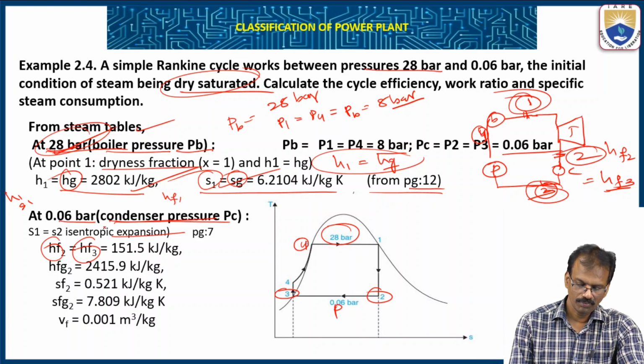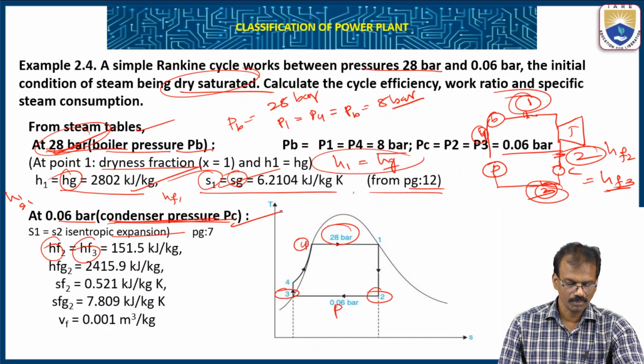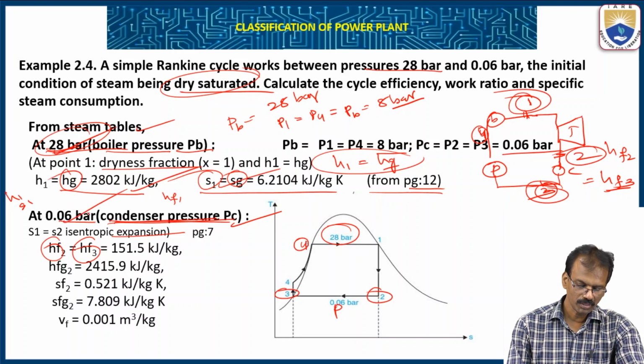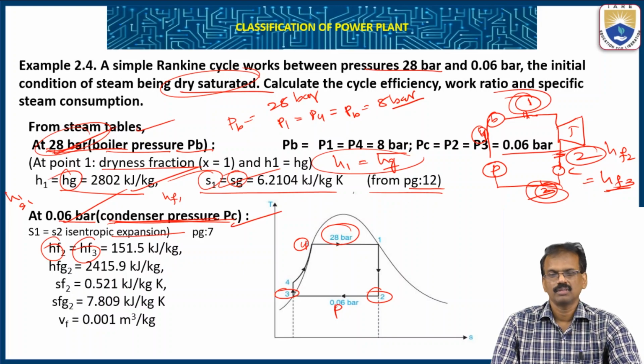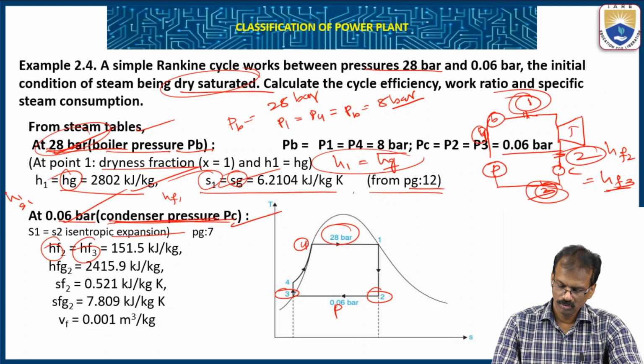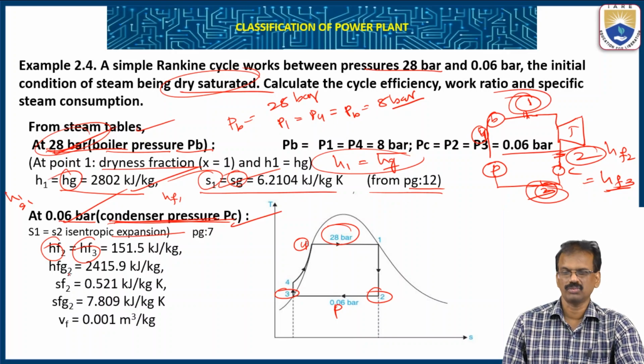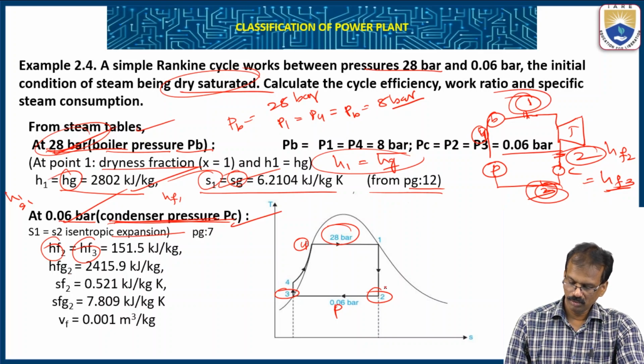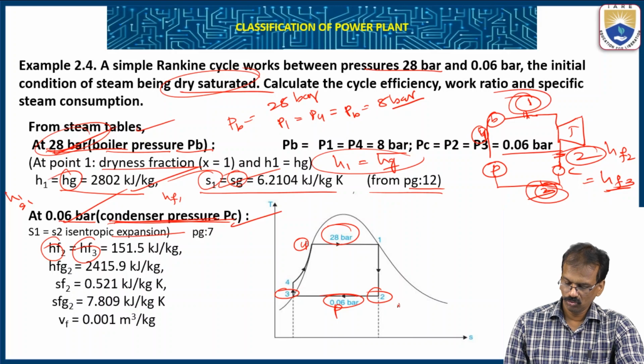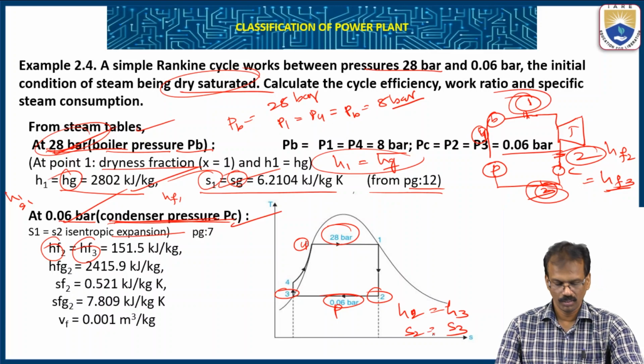In the similar way, based upon the condenser pressure of 0.06 bar, we can collect the enthalpy and entropy values of fluid and gas, because 2 to 3 means some fluid and some gas. So you can take the fluid values and gas values here. In condition 2 to 3, with this pressure, because of the isentropic expansion, H2 is equal to H3 and S2 is equal to S3. Entropy and enthalpy values will not change.